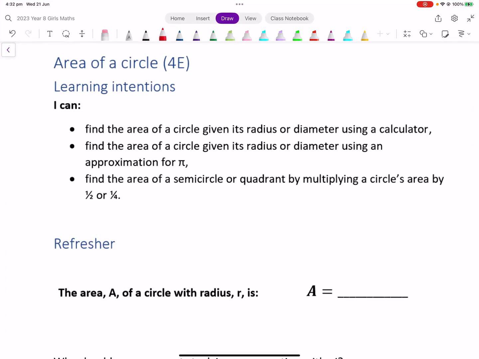Just another short screencast on measurement topic, the area of a circle. Really important one. So let's dive in.